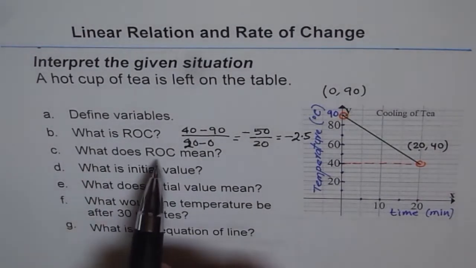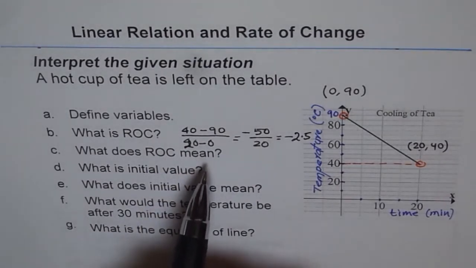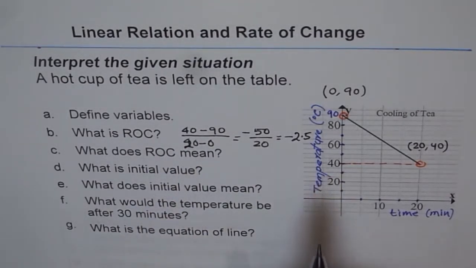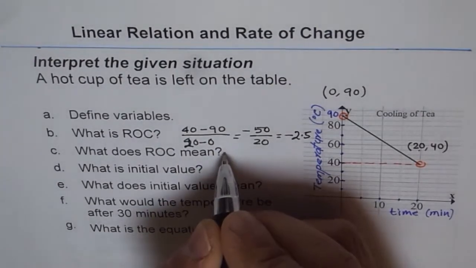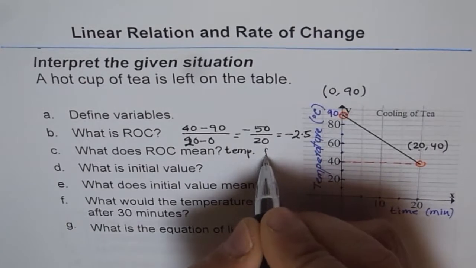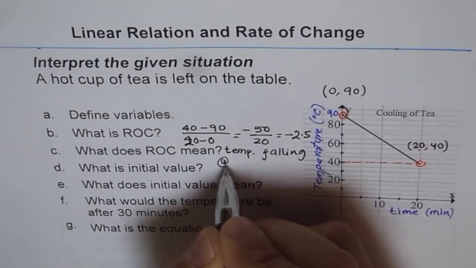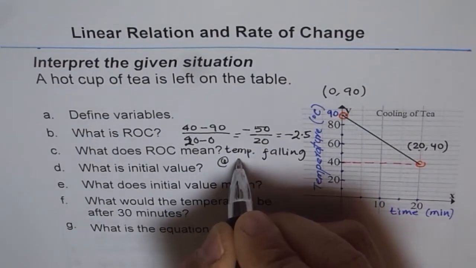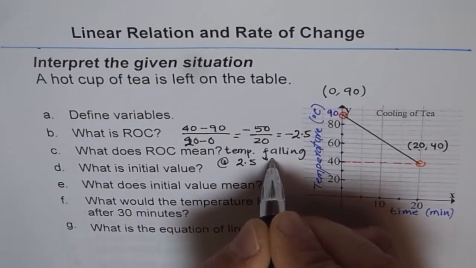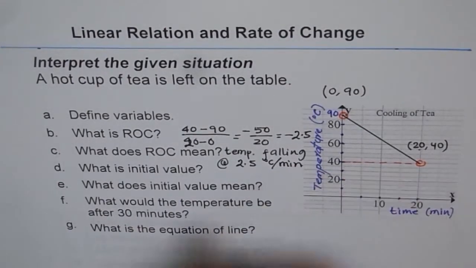So what does the rate of change mean here? Rate of change means that the temperature is falling at the rate of. So we say temperature falling, since it is negative, right, at the rate of 2.5 degrees Celsius per minute. So that is what it means, right?